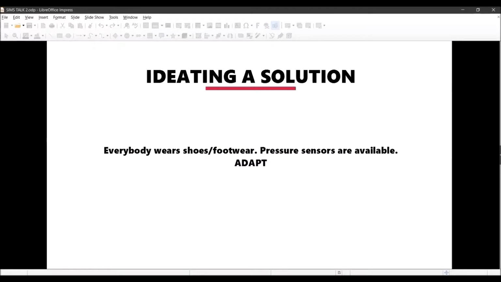So these guys came up with a solution where everybody wears shoes or footwear, and pressure sensors are available. So if you put pressure sensors inside a shoe and adapt the shoe appropriately, then it is possible for us to give feedback. Because if pressure on one side increases, then I can send a feedback signal so that I can balance out. So that was the solution that they came up with.